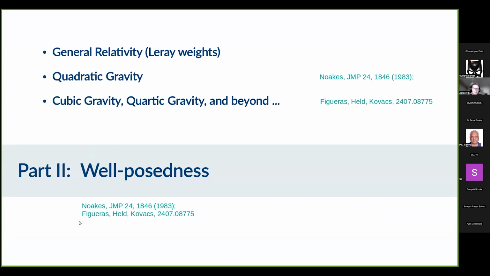The way that I want to present this today is via so-called Leray weights, which are a method which has also been used by Yvonne Choquet-Bruhat to prove well-posedness in general relativity. And then it has been used by Noakes to prove well-posedness in quadratic gravity. And indeed, you can understand all the higher orders as well in this formalism, which is what I'm going to present today. In the paper here with Paul and Aaron, we use modern methods of proving well-posedness, and in particular, Aaron, which is a different Aaron than me, has a lot of expertise in this and has led this part of the collaboration. All right.